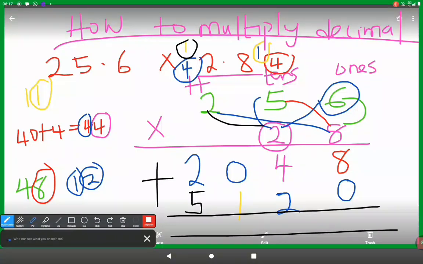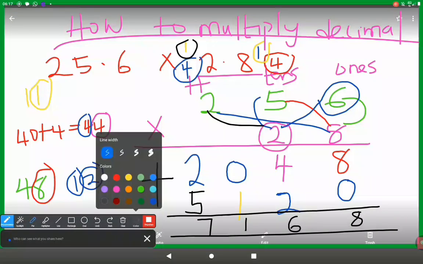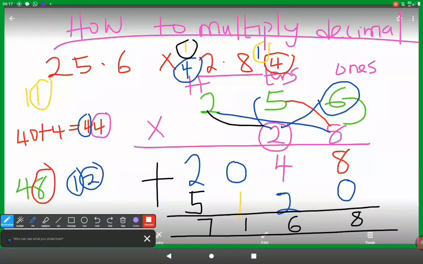Let's add. 8 plus 0 is 8. 4 plus 2 is 6. 0 plus 1 is 1. And 2 plus 5 is 7. Now the next question you should be asking yourself is where should I put my decimal point, so that it will not take you back to the question. Don't forget the question says you should do 25.6 multiplied by 2.8.